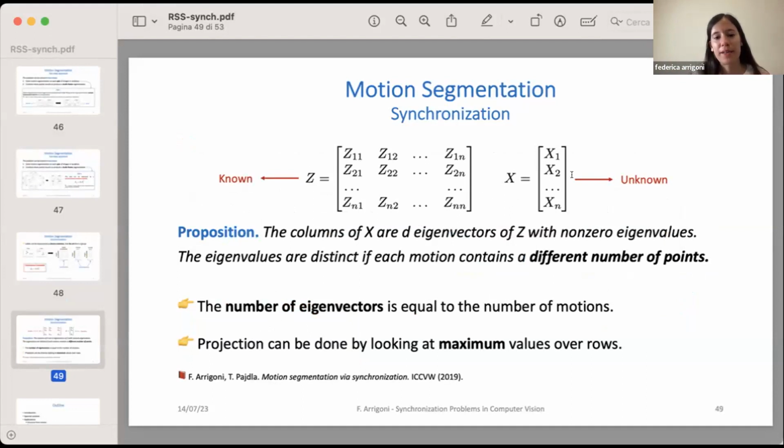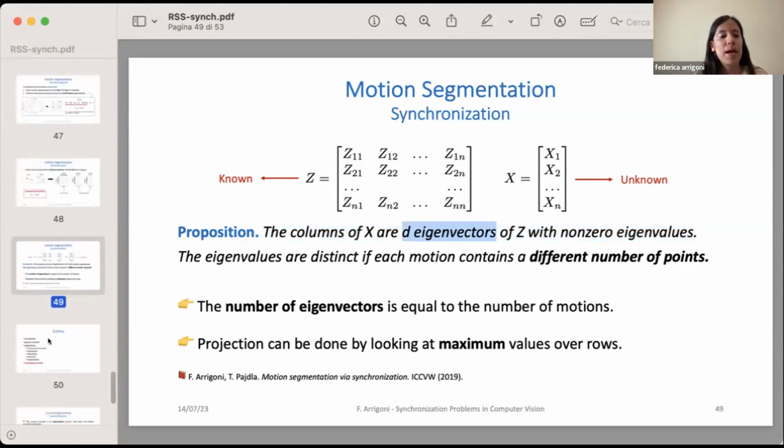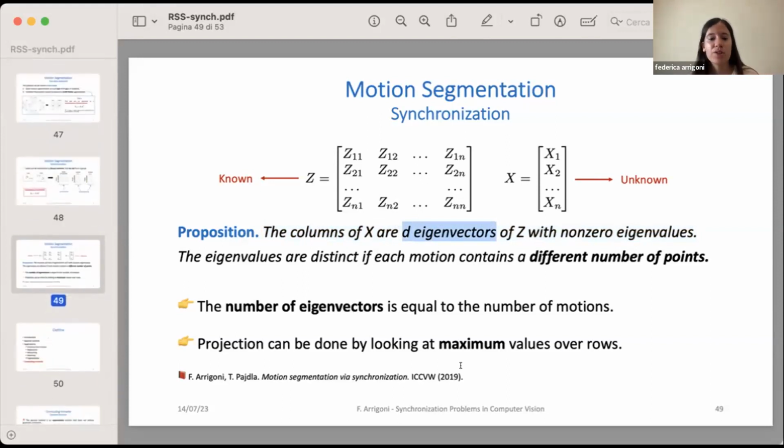In particular, we can set these block matrices as before, and it can be proved that the columns of X are eigenvectors of Z, where the eigenvalues are distinct in the case where each motion contains a different number of points, and the number of eigenvectors is equal to the number of motions. In this case, the final projection can be done just by rounding the solution to binary entries, and this can be done by looking at maximum values over rows of the matrix that contains our eigenvectors.